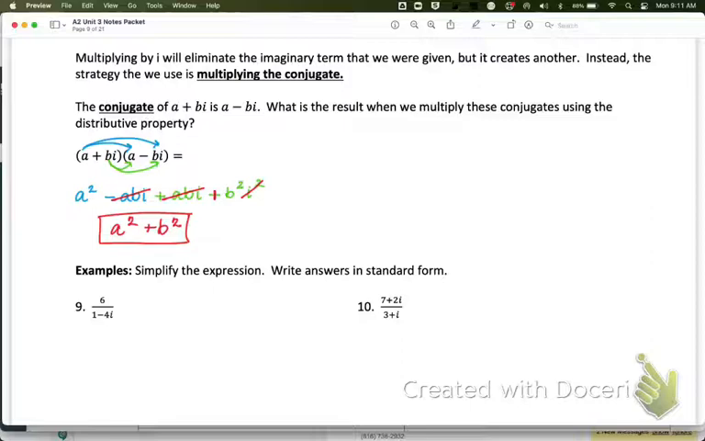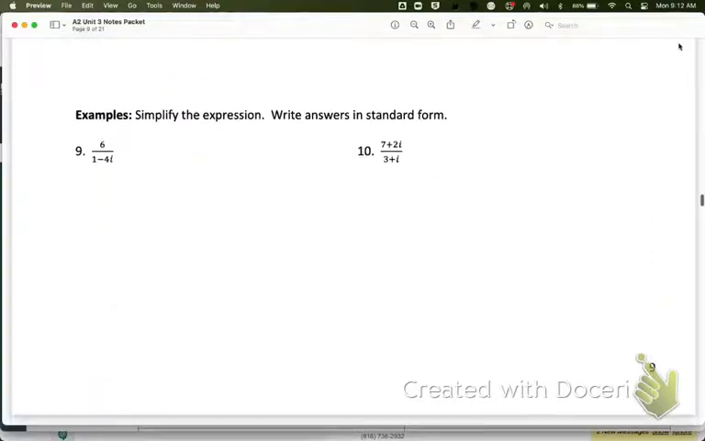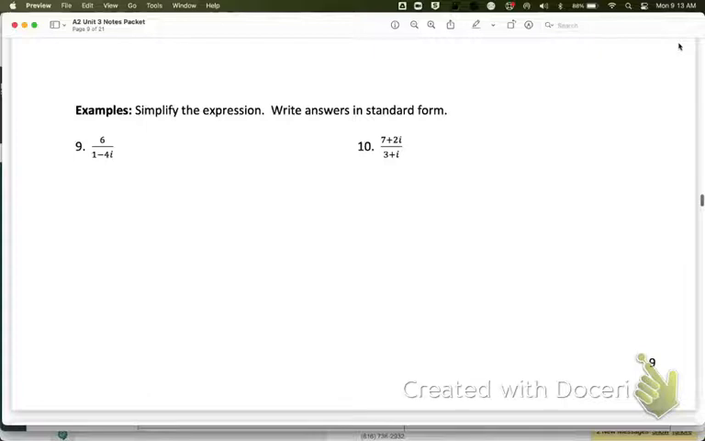And so that's the strategy that we're going to use when we have two terms in the denominator. And again, we always want to write our answers in standard form. So while we work on this, let's remind ourselves when we multiply by the conjugate, a plus bi times a minus bi is always going to equal a squared plus b squared. This would be a great thing to put on a flashcard. I would put this on one side and this on the other side, and you can quiz yourself on that. Okay? So all the conjugate does is change the middle sign.